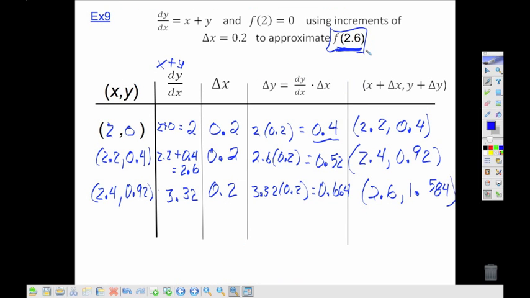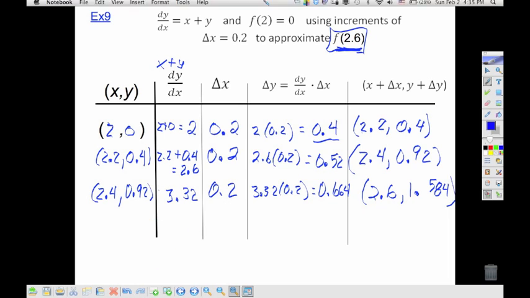Now notice also in your book example for this problem, they wanted to go all the way to 3, which means they had to go 5 steps. So sometimes you might have to take a lot of steps to get what they want.